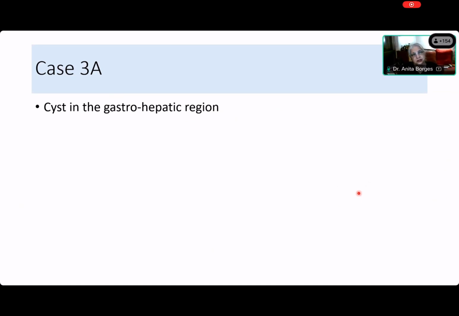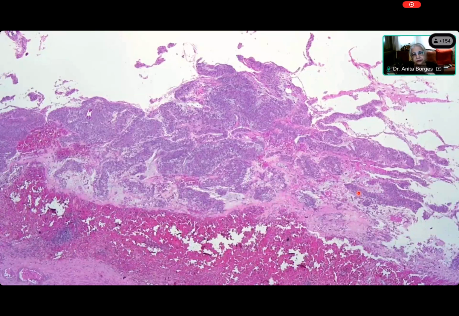Ma'am, cyst in the gastrohepatic region. Yes, very good. Come on, say something about this, Diksha. You've got the history. Do you think it's a tumor or not a tumor? Yes, ma'am. Tumor. Is it a cyst or not? Yes, ma'am. Cystic spaces are there on the top and the solid at the base above the hemorrhagic area. All right. So, do you think that this tumor is solid or is it cystic? Ma'am, cystic with some solid areas.